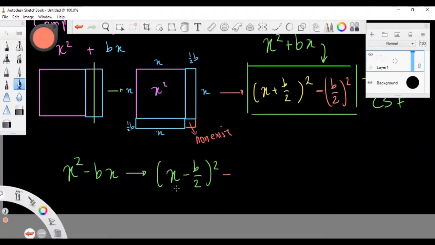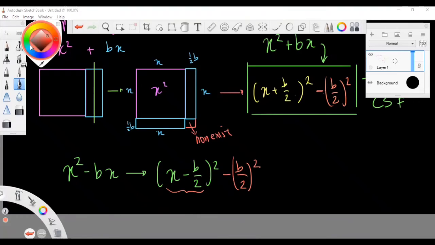Why? Because as we focus on the first knowledge, this will be x squared minus bx plus b squared over 4, right? So it's always plus, so you have to subtract. Still, it is subtraction. B over 2 bracket square. Right? So it's the same, but what is changed? What is the difference here?